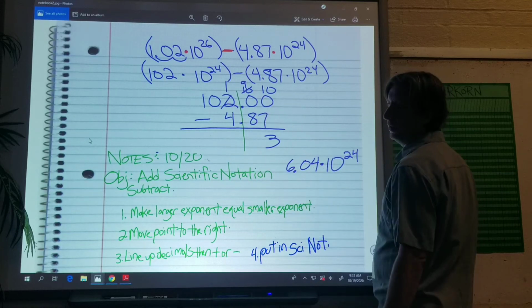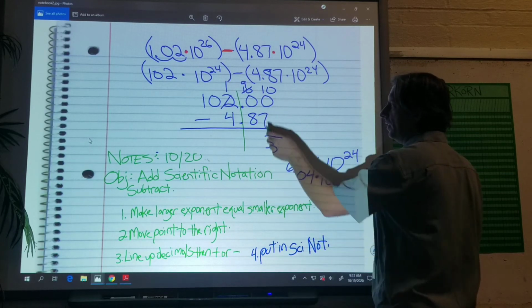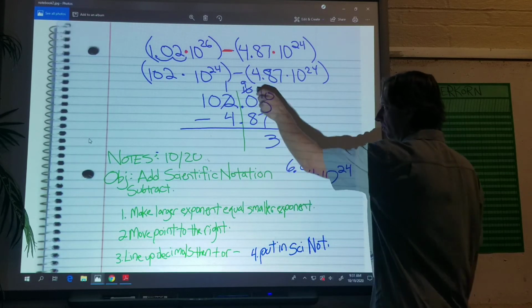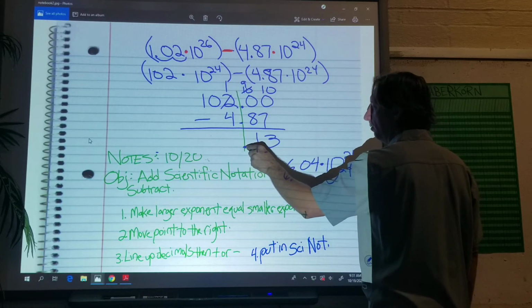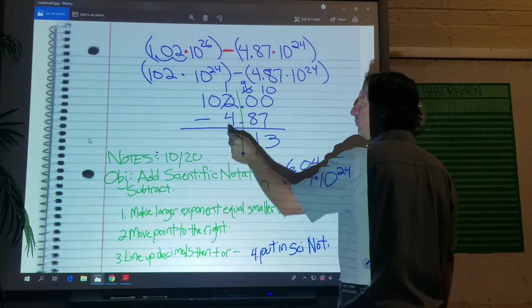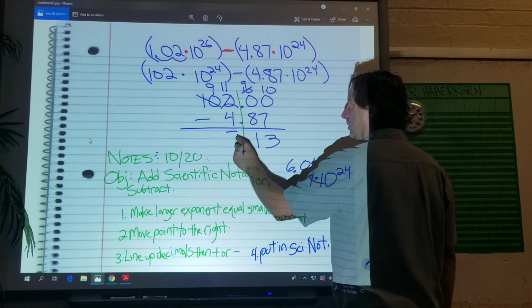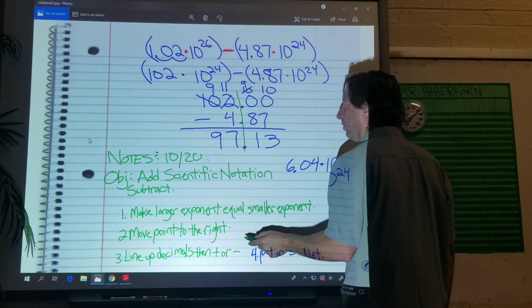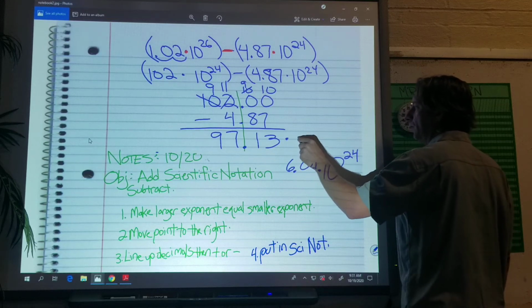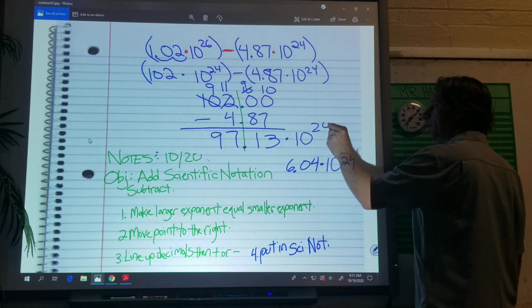Use calculators for this too. If you have a calculator at home, you can use that too, but just in case. 9 minus 8 is 1. Can't do 1 minus 4, right? This 10 becomes a 9. 97.13 times 10 to the 24th.